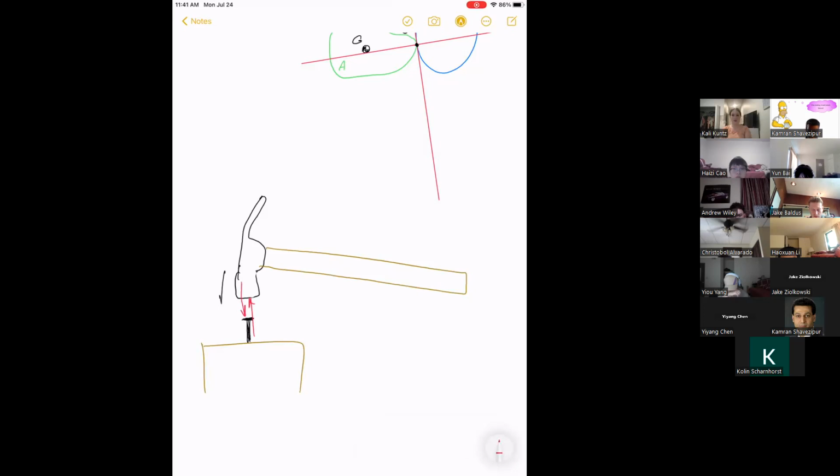Like these are the impulsive force F, which means it is large and it happens in a small time, maybe in milliseconds.